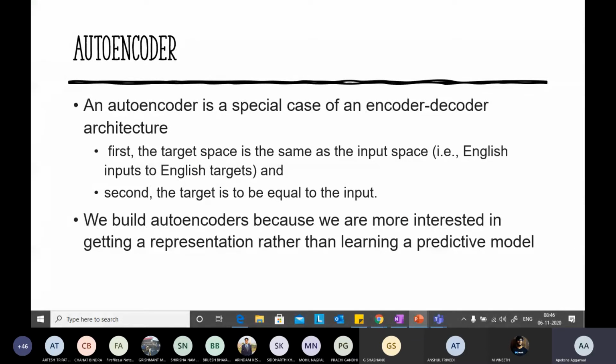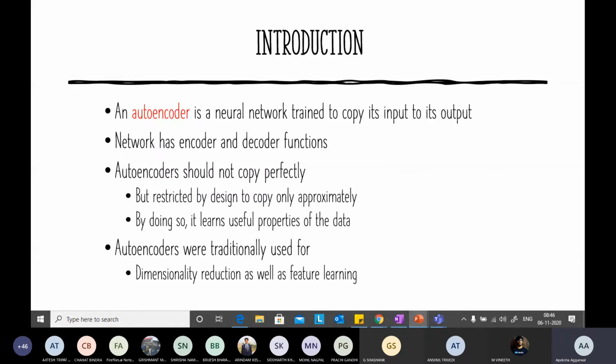So we build autoencoders because we are more interested in getting a representation of the input rather than the predictive model. It's trained to copy its input to its output. Input and output is exactly the same. Autoencoders are basically used for dimensionality reduction.